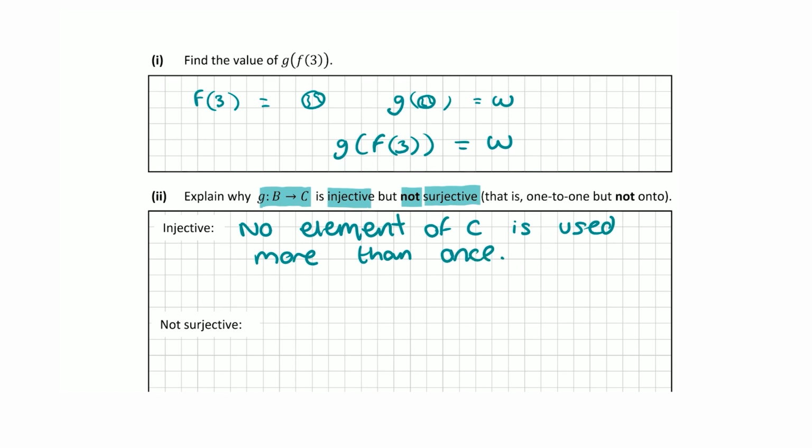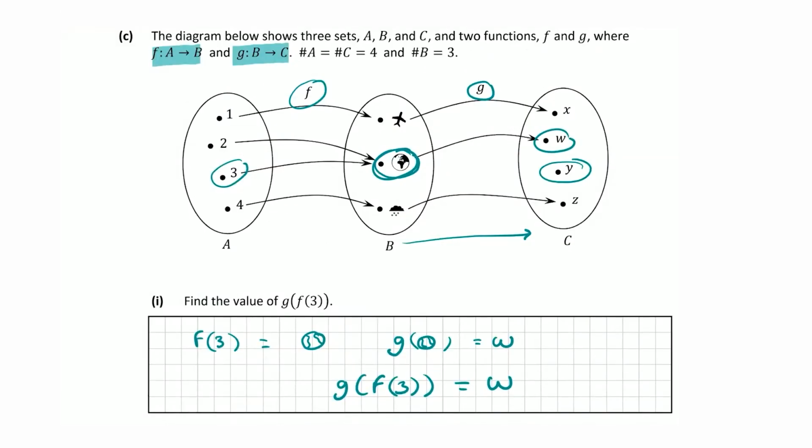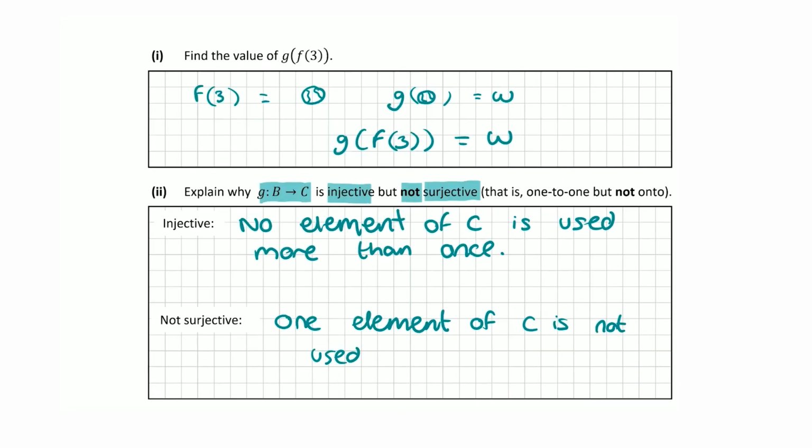And now the second part asks us, why is it not surjective? It's not surjective because there is one element of C, of the output, that is not used. And for this question, part 1 and 2, you're going to get a total of 10 marks.